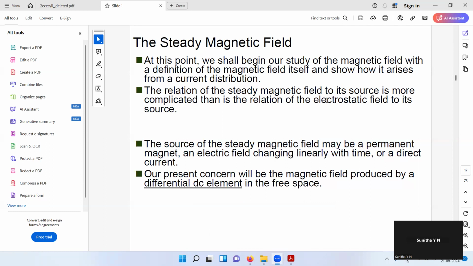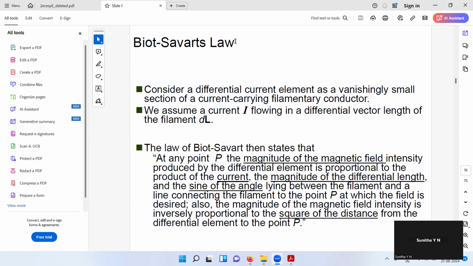The relation of the steady magnetic field to its source is more complicated than the relation of electrostatic field to its source. Magnetic field can be originated by any one of three things. The source of a steady magnetic field may be a permanent magnet, an electric field changing linearly with time, or a direct current. Here we concern ourselves with the field produced by a differential DC current.